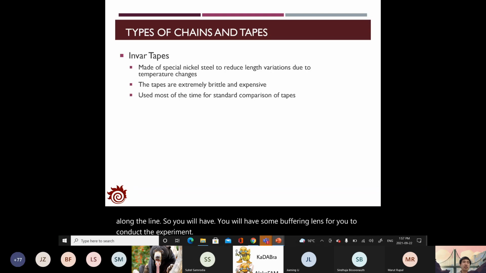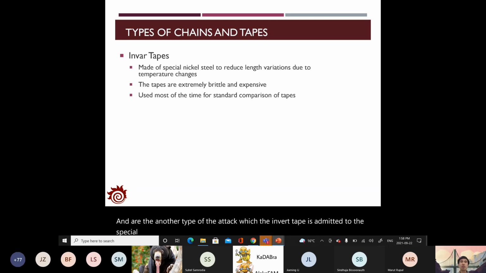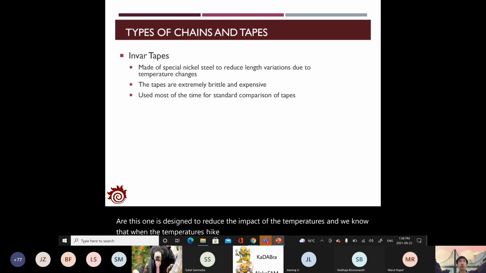Another type of tape is the invar tape. It's made of special nickel steel. This one is designed to reduce the impact of temperature. We know that when the temperature is high, most materials will expand a little bit, and this will affect the accuracy of the distance measurement. This kind of nickel steel will reduce the impact of the temperature.